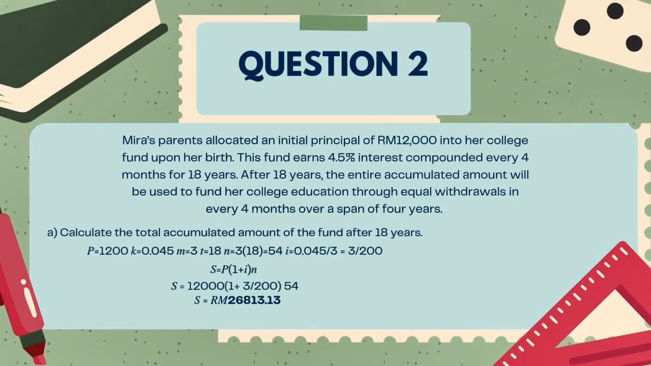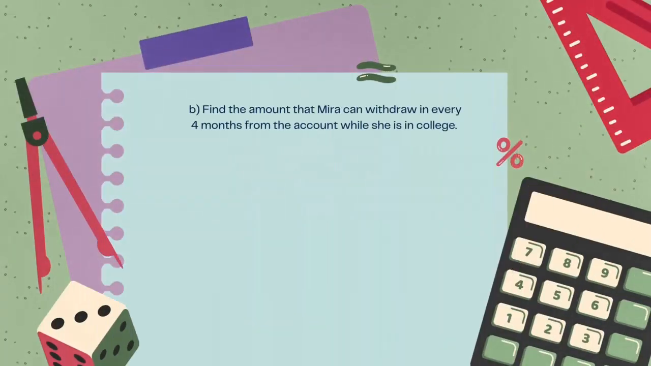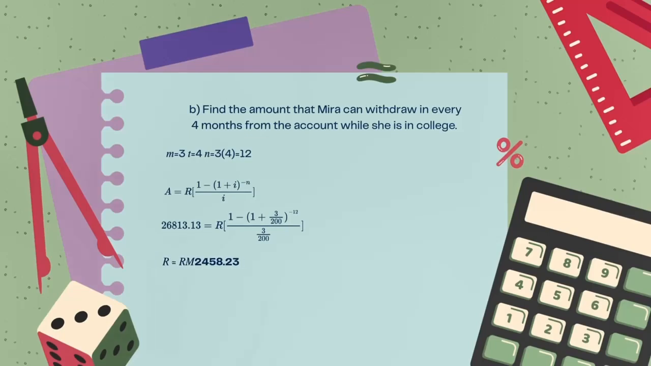13 cents. For part B, we need to determine how much Mira can withdraw every 4 months over a period of 4 years while she is in college. We use the annuity formula A equals R, in brackets, 1 minus, in brackets, 1 plus i, power of negative n, over i. So, 26,813 ringgit 13 cents equals R, in brackets, 1 minus, in brackets, 1 plus 3 over 200, power of negative 12, divided by 3 over 200. Finally, R equals 2,458 ringgit 23 cents.